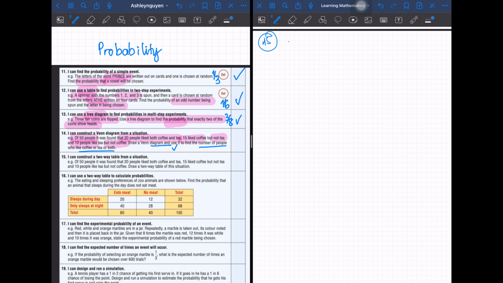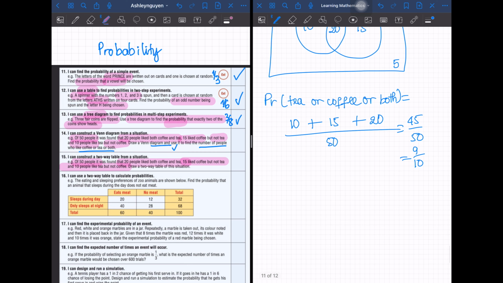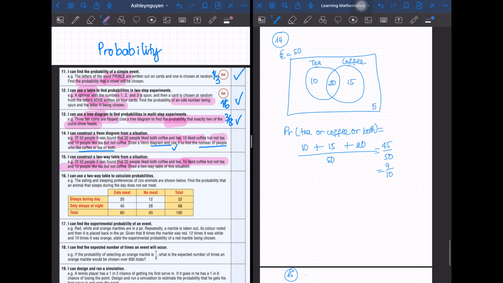15. Of 50 people, it's found that 20 people like tea and coffee, 15 like coffee, not tea, 10 people like tea, not coffee. Draw a two-way table of the situation. Back to the question that we worked on before. So the difference between the Venn diagram and two-way table is that the two-way table has an additional column about total.